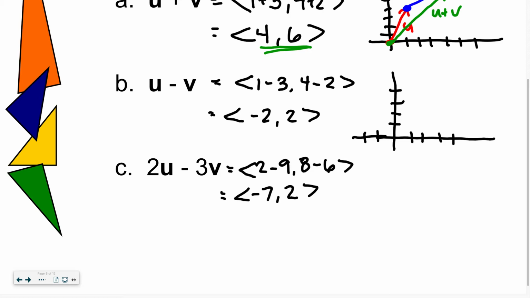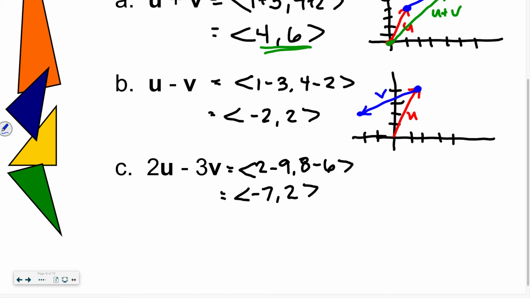Again, I would start with my first vector, which is U, so we already know that's right 1 up 4. Okay, there's U. This time, I'm going to build V off of that terminal point, but instead of going right 3 and up 2, because I'm subtracting, it would be the opposite for both of those. So now I'm going to go left 3 and down 2. So count left 3 and down 2.